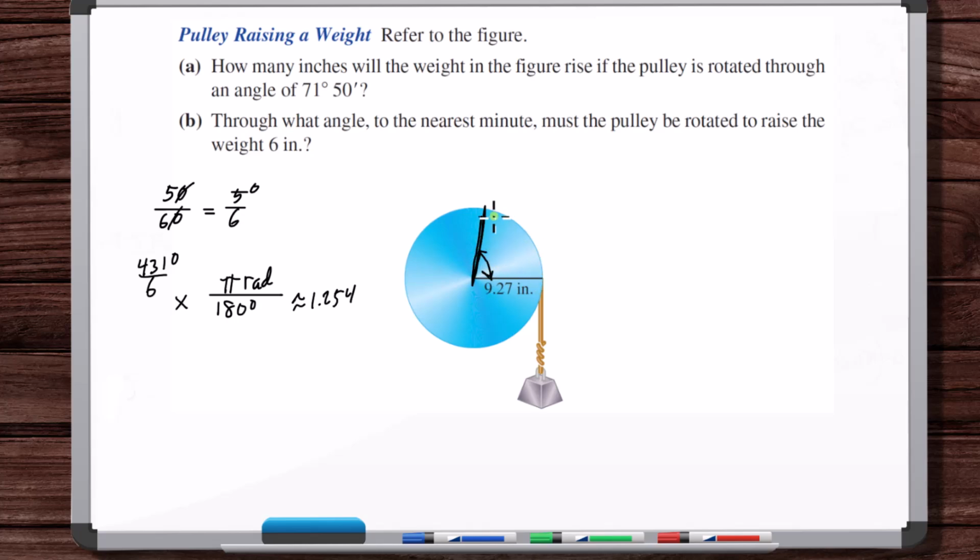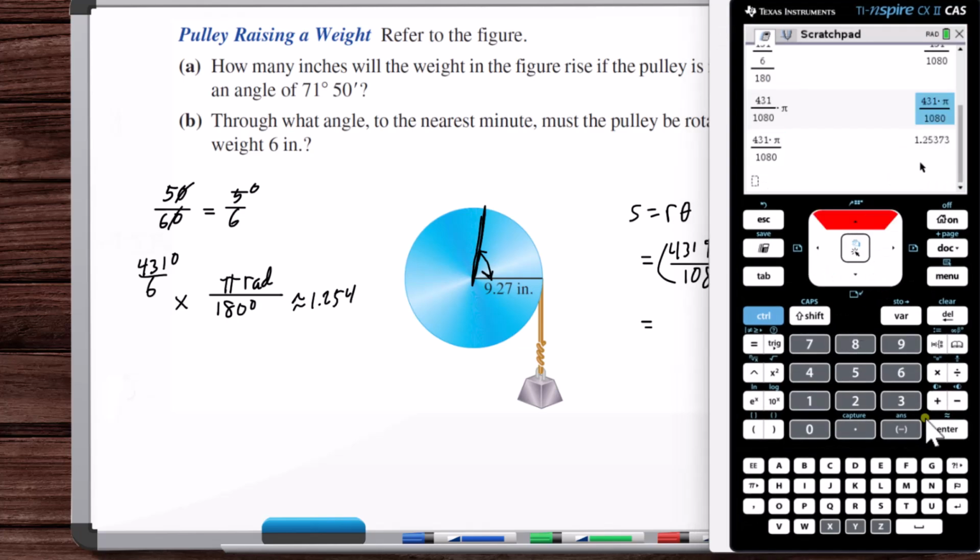So how much arc length is traversed? Well, it's the simple relation s equals r theta, or theta r. So it's 431 pi over 1080. Let's use the exact answer and then we'll round in the end. Times 9.27 inches. So this times 9.27, so 11.6 inches.